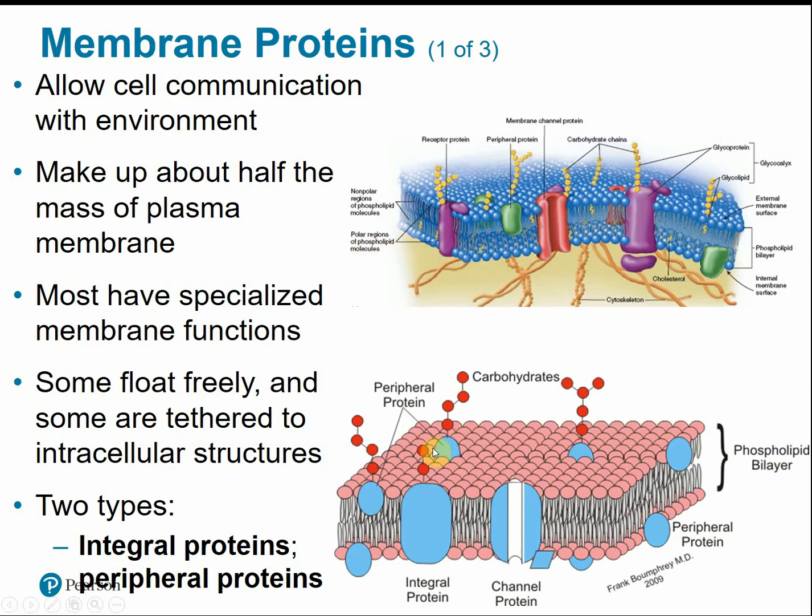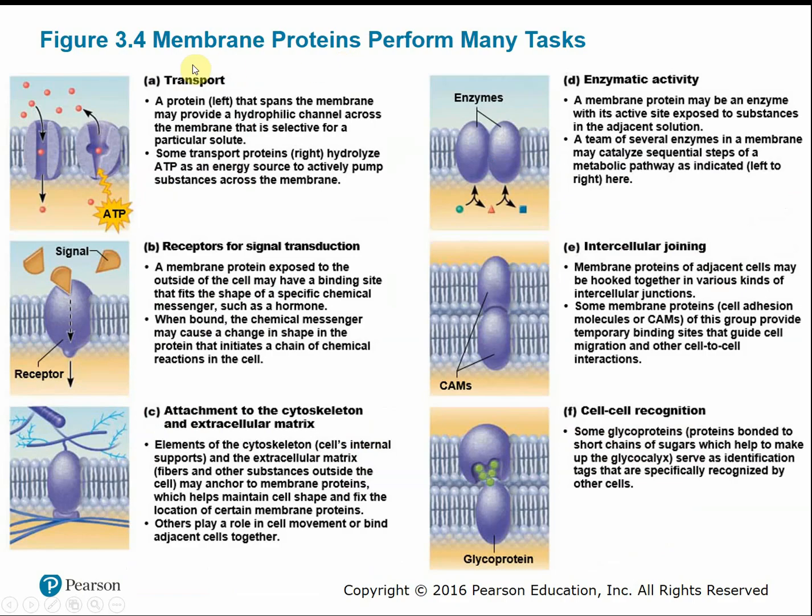Some proteins can float freely throughout the membrane and kind of just bob around, and others will be permanently tethered or attached to certain intracellular structures. Two main types of membrane proteins include integral proteins, which will span the entire length of the membrane. So things like channel proteins and proteins that allow passage of ions and molecules. And peripheral proteins, which are just kind of on the edge or the periphery, but serve more for attachment to other cells.